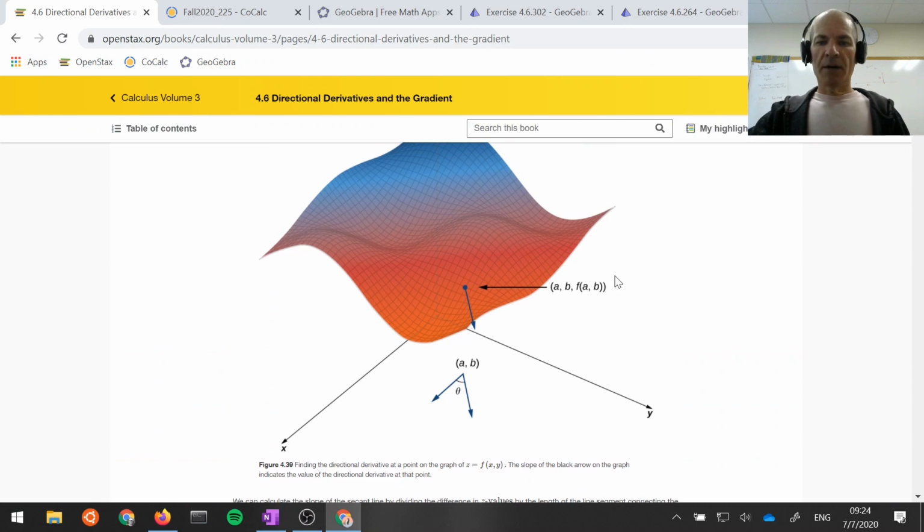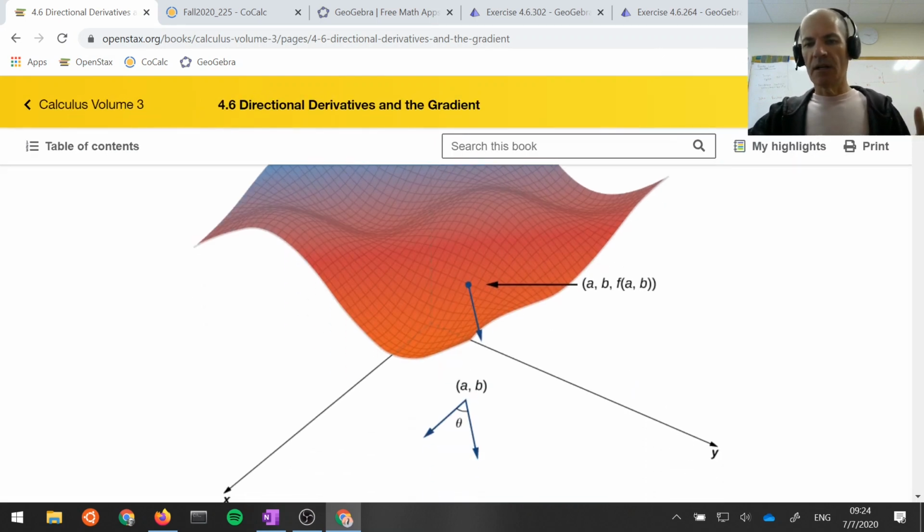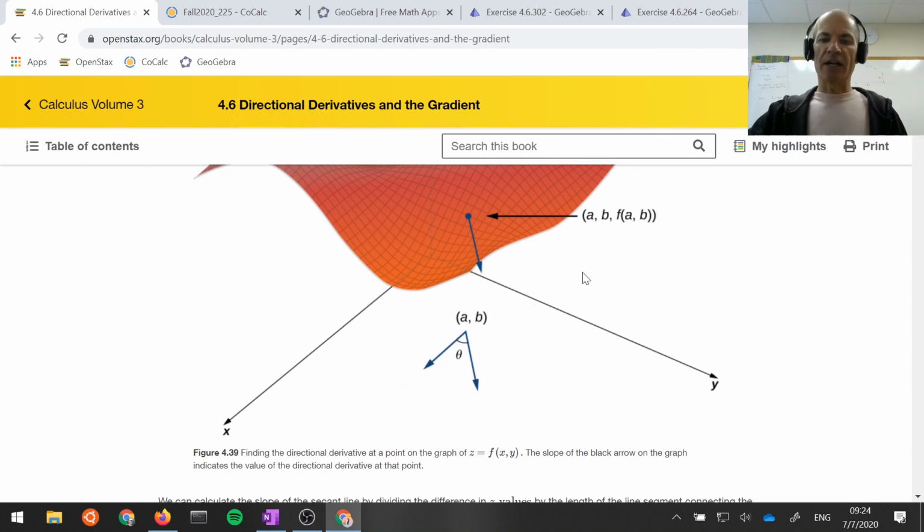We begin by attaching a quantity to direction. If we're trying to define a direction, we need some way of defining it. So we pick a point in the domain, (a, b), and we're just going to talk about functions of 2 variables right now. We want to understand how the surface, or the function, is changing in a particular direction.